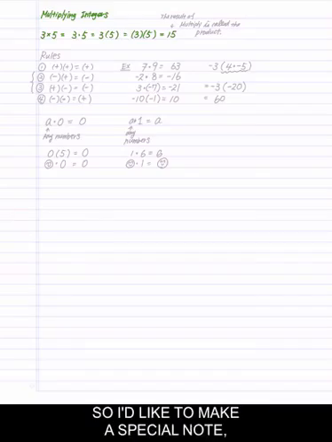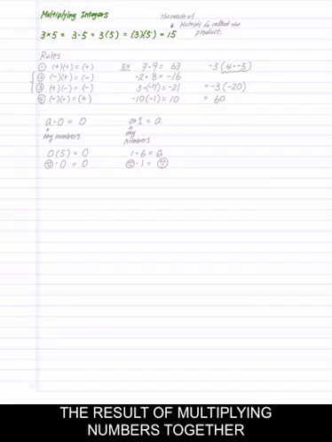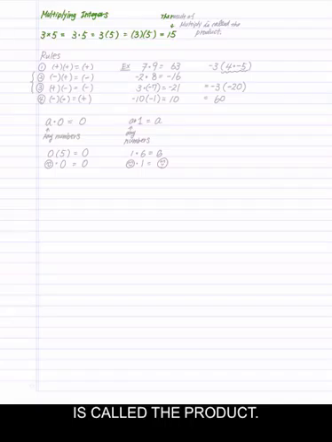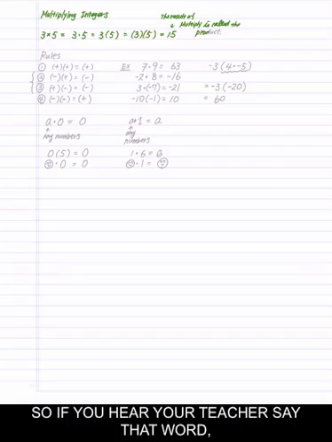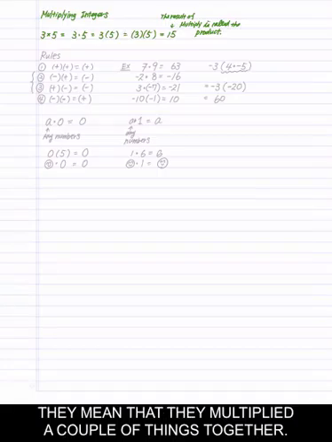So I'd like to make a special note. The result of multiplying numbers together is called the product. So if you hear your teacher say that word, they mean that they've multiplied a couple of things together.